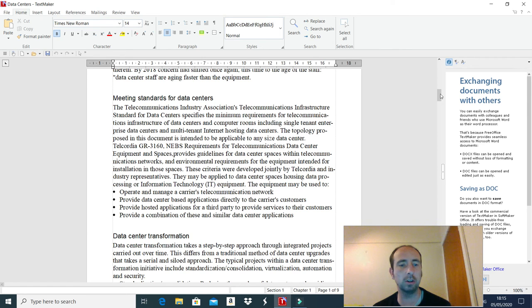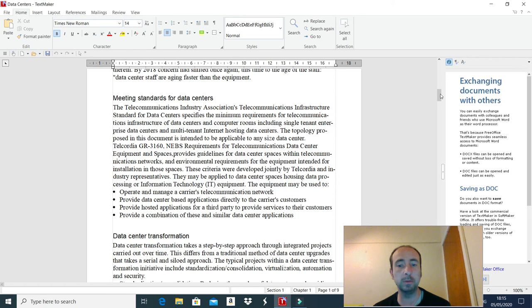Telcordia GR-3160, NEBS requirements for telecommunications data center equipment and spaces, provides guidelines for data centers within telecommunications networks and environmental requirements for the equipment intended for installation in those spaces. These criteria were developed jointly by Telcordia and industry representatives. They may be applied to data center spaces housing data processing or information technology equipment.